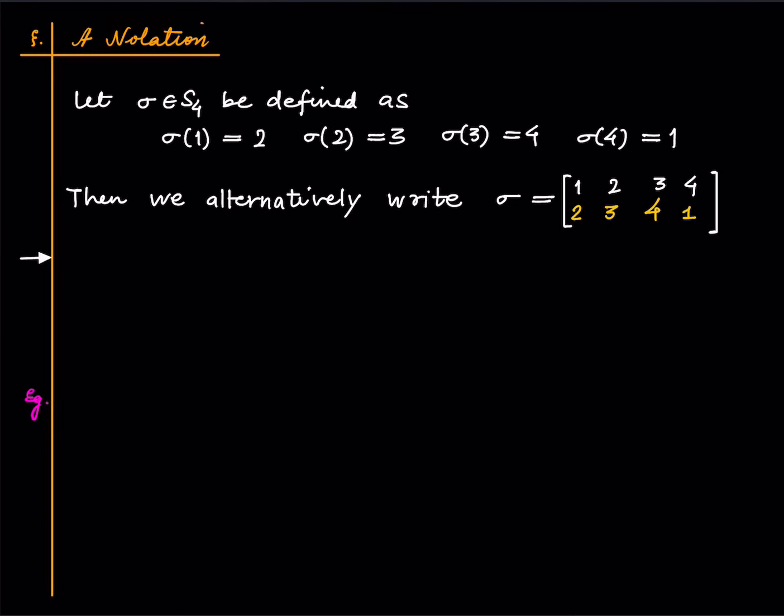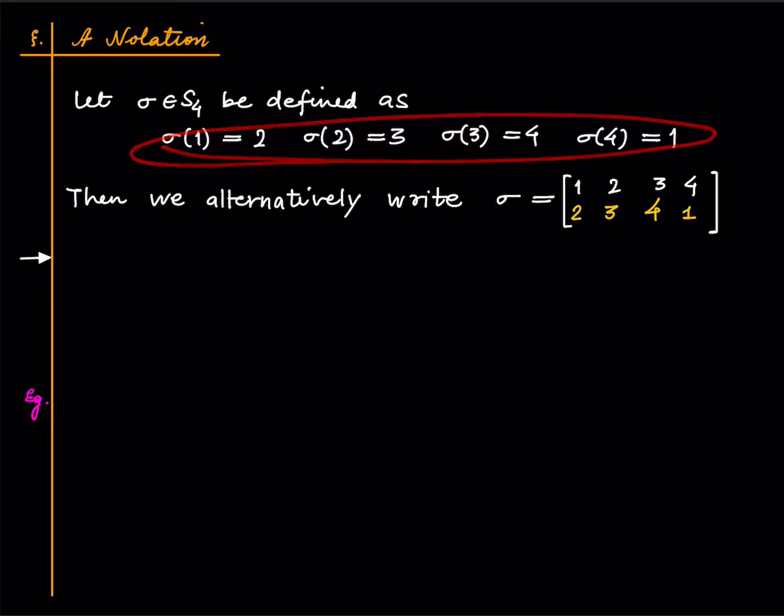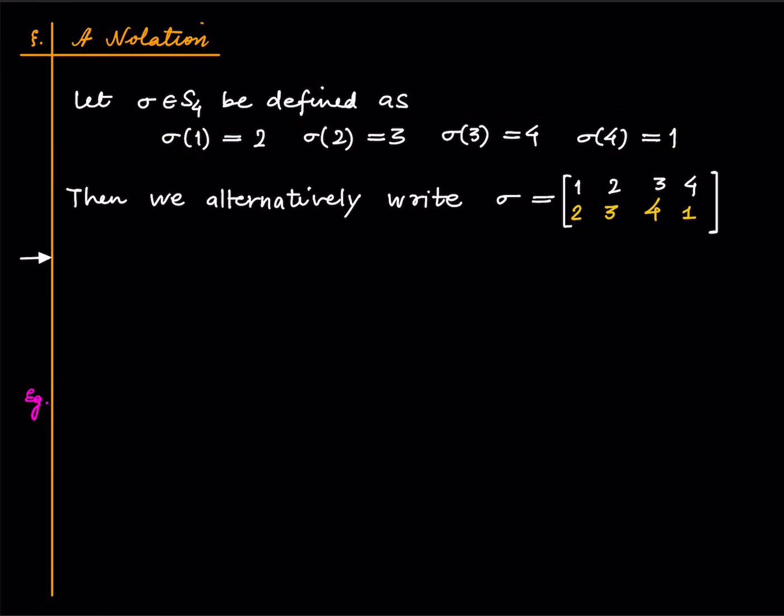Okay, so let us introduce a notation to denote permutations. So suppose sigma is an element of S4 given by that. So we can alternatively denote sigma as this 2 cross 4 matrix. And this matrix has nothing to do with linear algebra. It just happens to be a matrix.